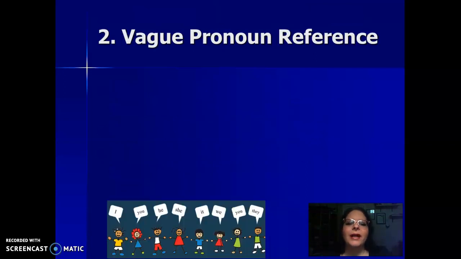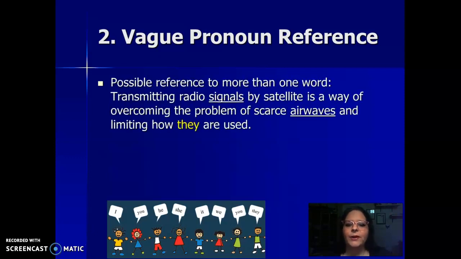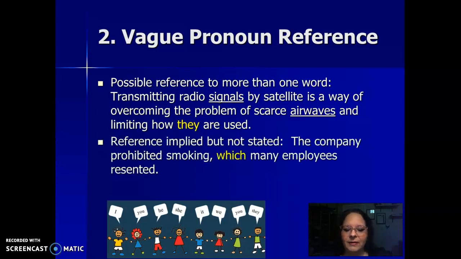Next is a vague pronoun reference. When you're using pronouns, make sure it's very obvious what they're referring to. So this one could refer to one or more words. Transmitting radio signals by satellite is a way of overcoming the problem of scarce airwaves and limiting how they are used. Well, what is the they? How the signals are used or how the airwaves are being used?